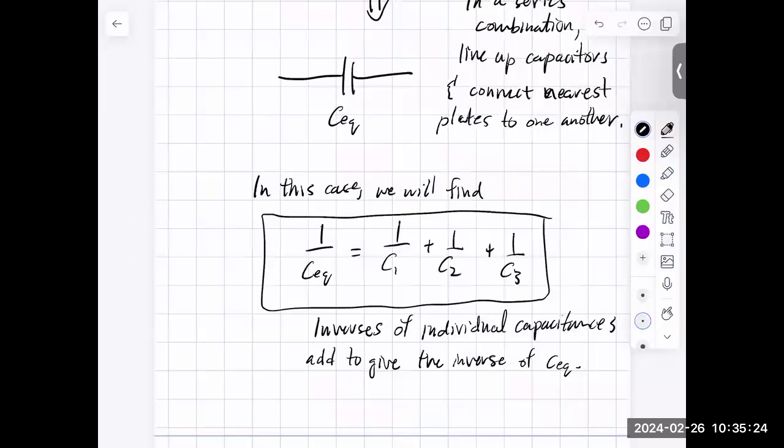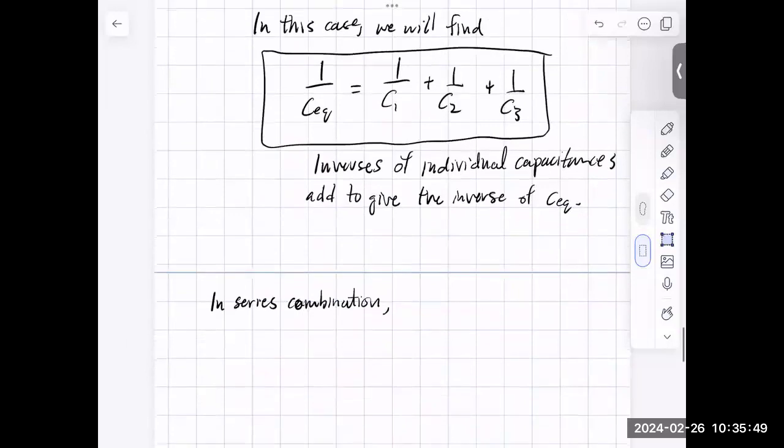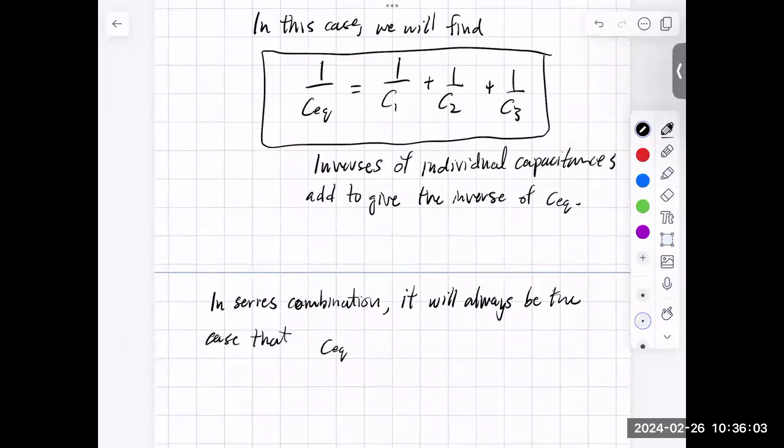It turns out for the series combination, the equivalent capacitance is always smaller than any of the individual capacitors, C1, C2, or C3. So let me put this on the next page. That'll be a bit better. In the series combination, it will always be the case that C equivalent is going to be less than each of the individual capacitors in the series combination. And we can just do some mental math to try to confirm that.